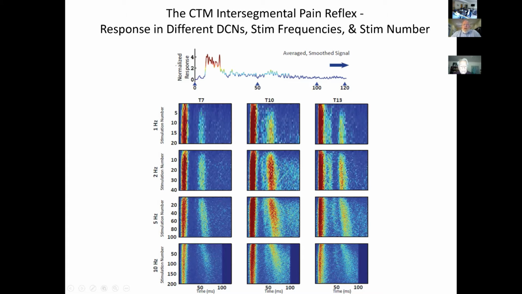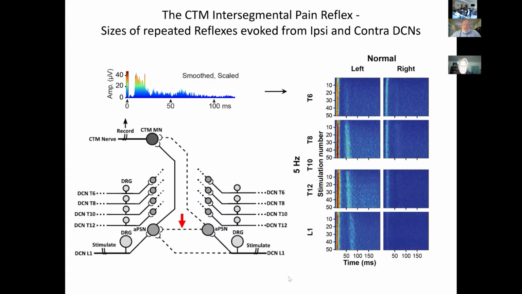Now, it turns out we can stimulate on the contralateral side and activate this CTM motor nucleus as well. And you can see that the response is less from the contralateral side than it is from the ipsilateral side. But the point is that we can get to this motor nucleus from either ipsilateral or contralateral sensory input. And there's a slightly greater delay to the onset of that first response, which suggests to us that there's another neuron in the circuit at least.